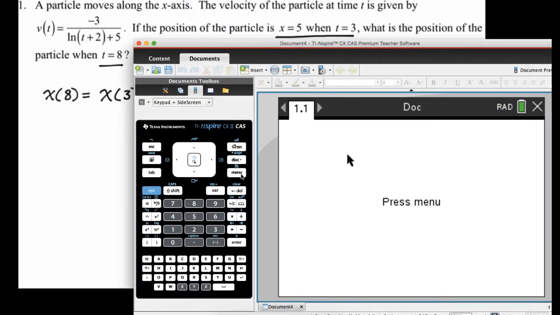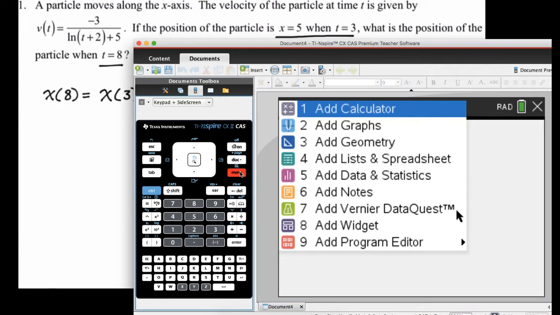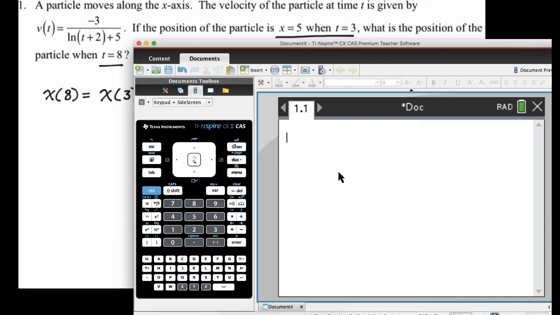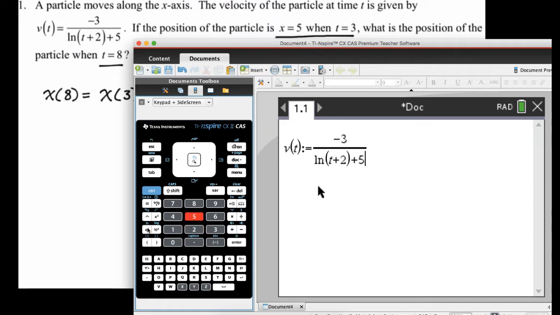All right, so I'm going to press menu, and I'm going to add a calculator page. And I'm going to define this function, right? So v of t, and then colon equals, which is control and template. And then control division to get a fraction, -3, press tab. Natural log has its own button. So I'm going to try to press the buttons as I do this. It's much faster for me to just type, but t plus 2, plus 5. Okay, so that's v of t.